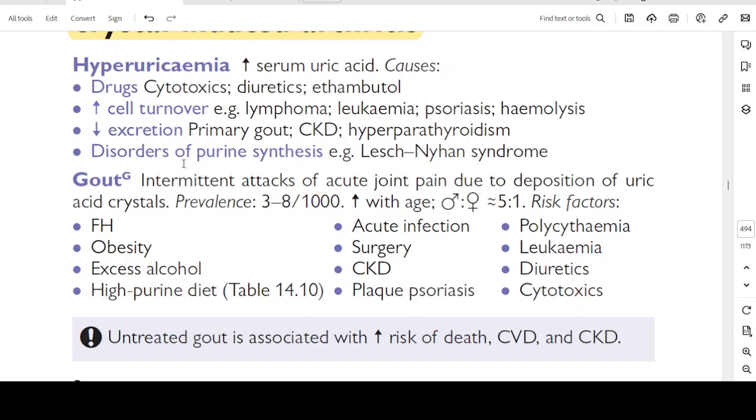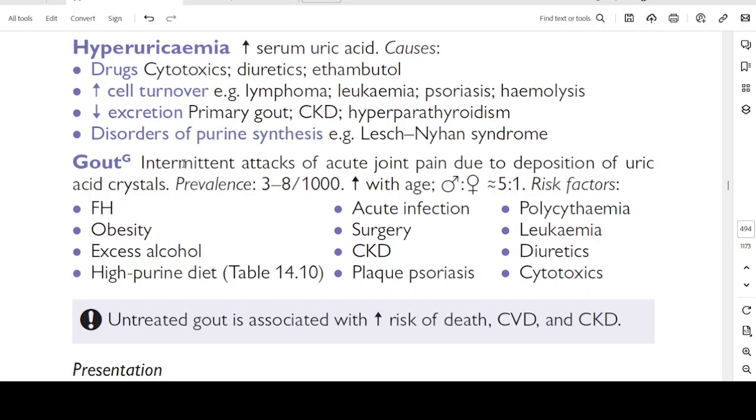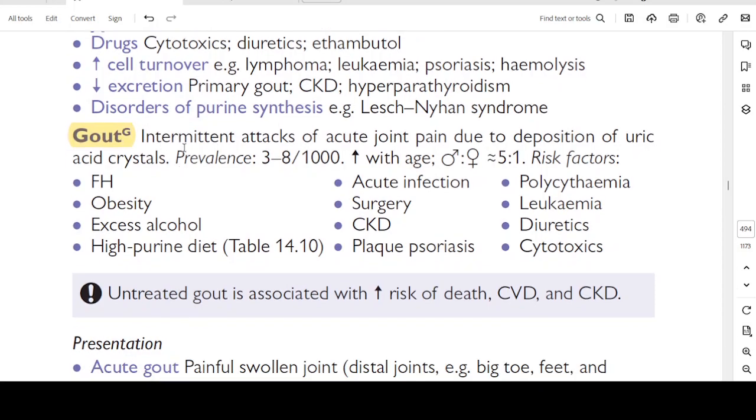Disorders of purine synthesis, Lesch-Nyhan syndrome, causes gout. Gout is intermittent attacks of acute joint pain due to deposition of uric acid crystals. Prevalence is 3 to 8 per thousand and increases with age. The male to female ratio is 5:1.